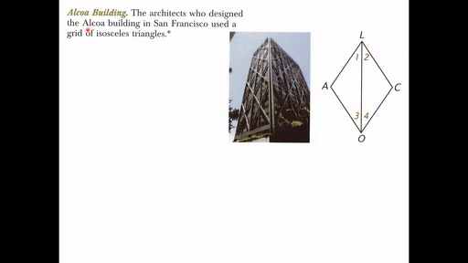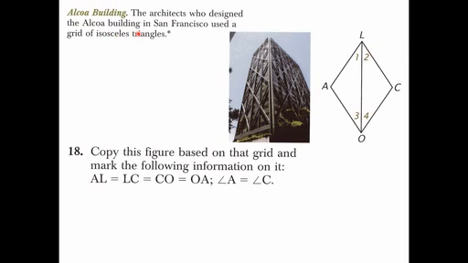Building in San Francisco, if you've been there, maybe you've seen the Alcoa building. You can see a photo of it here. Lots of triangles in there. They're telling us that they're isosceles triangles. They've also drawn a little figure on the right, and you should mark that up with the givens. I've done that here.